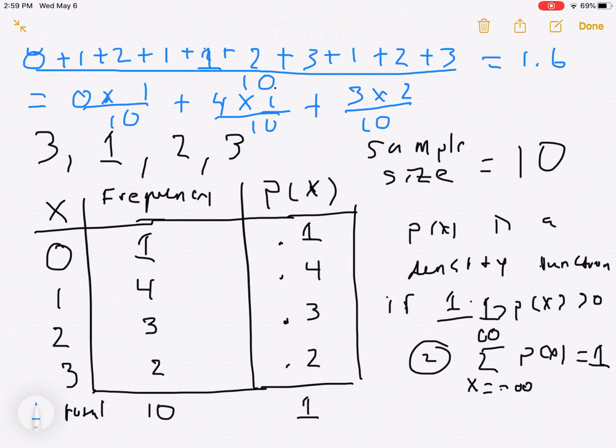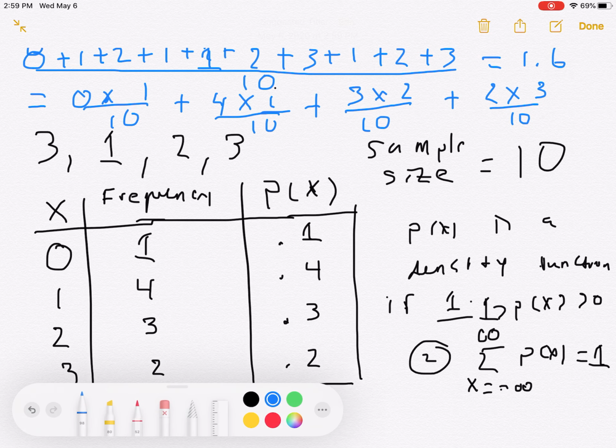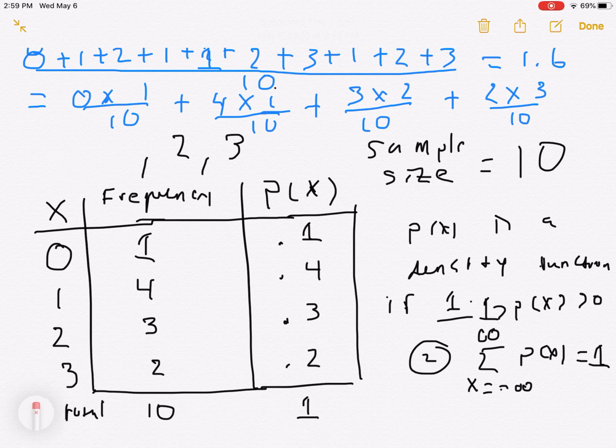Then I think I'm going to have another 3, but I'm going to have 3 done twice. So I'm going to have 2 times 3 again. And if I was to rewrite this number one last time, I'm going to get this.